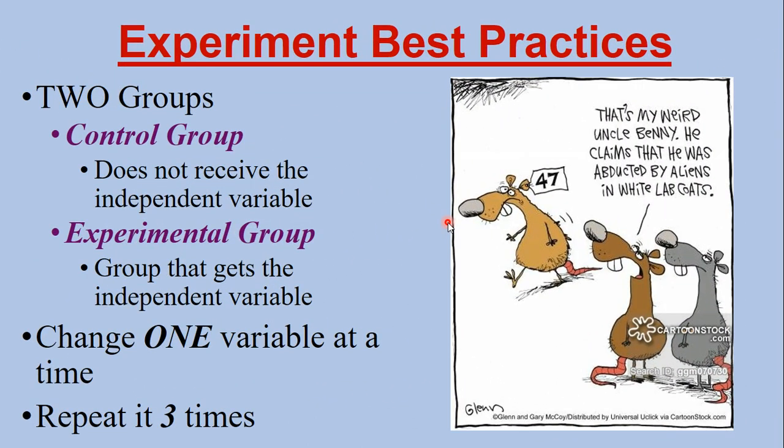So, experiment best practices in biology, these are usually kind of what we do. We do have a control group, and this is a group that doesn't receive the independent variable. And then you also have an experimental group, a group that gets the independent variable.